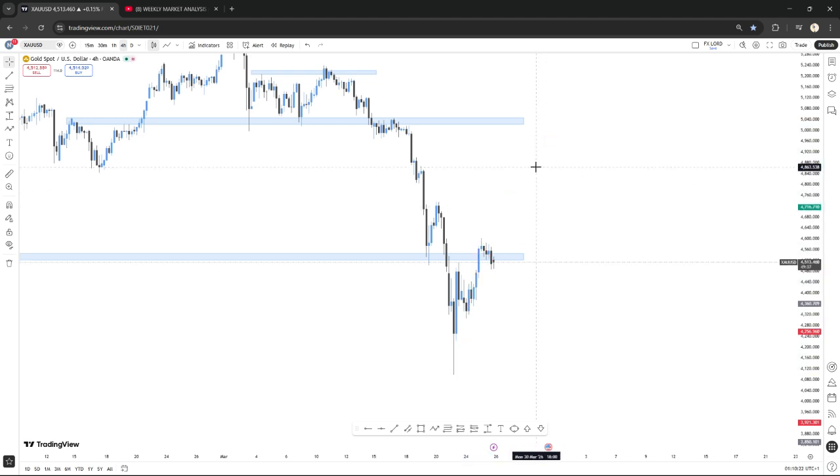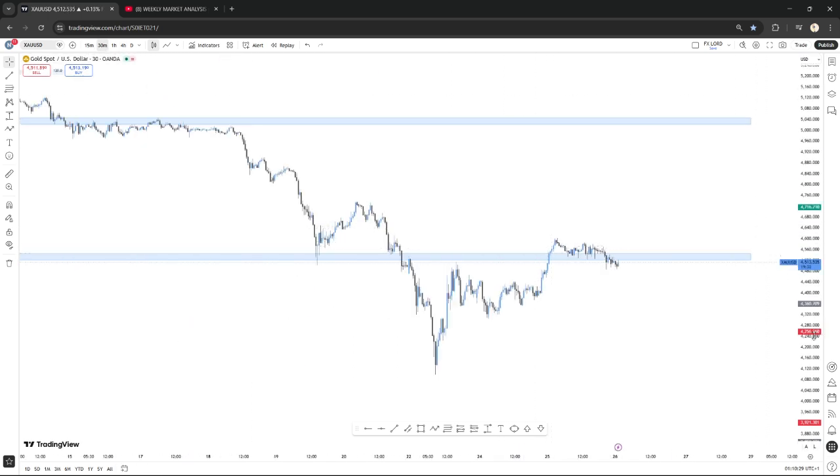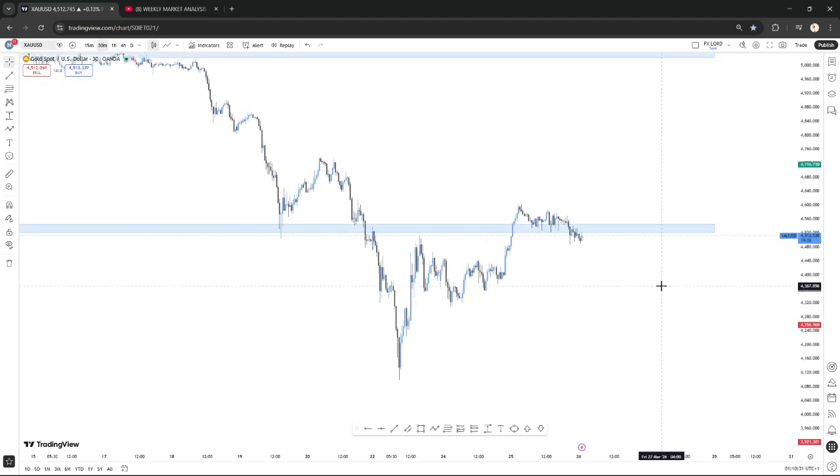But for now, we are still bearish on gold. It's very much bearish, and this is a good opportunity to buy gold. So I'll be dropping this as well in the community.